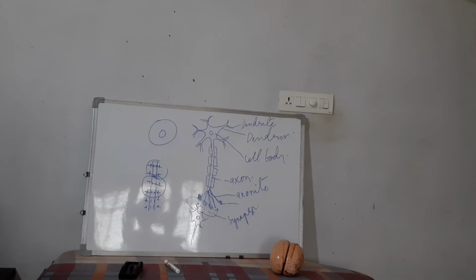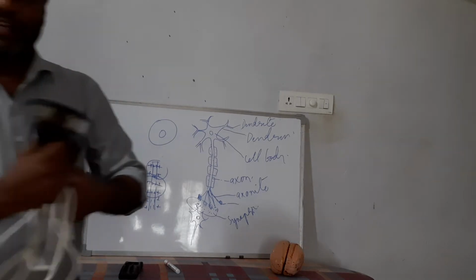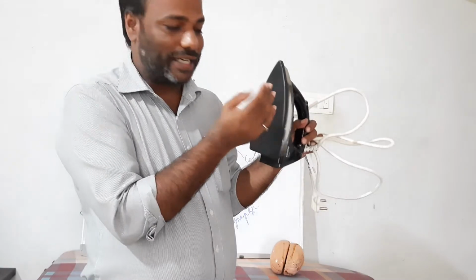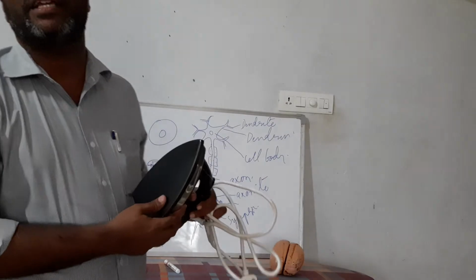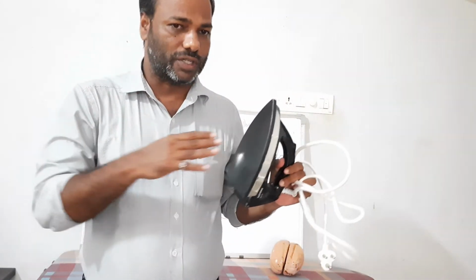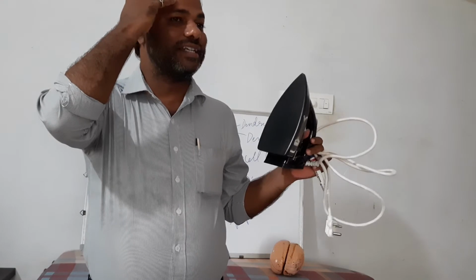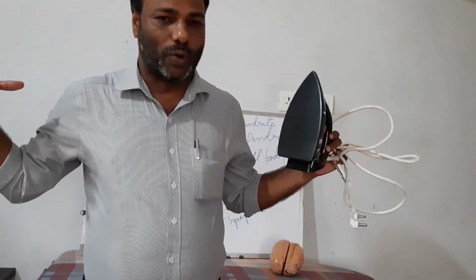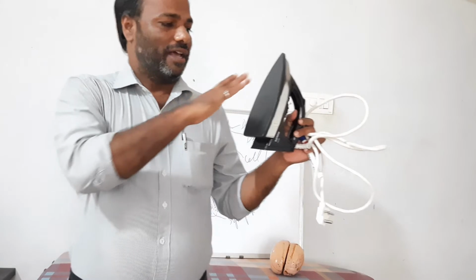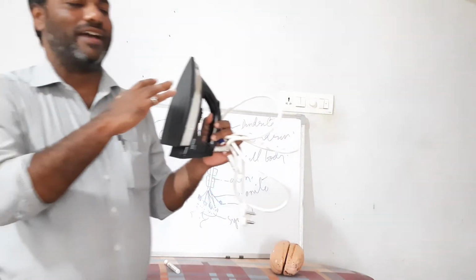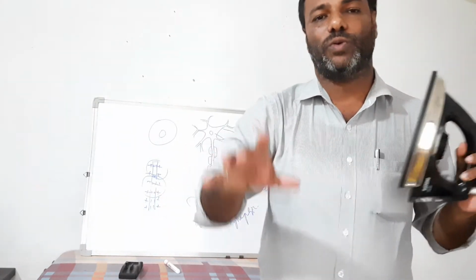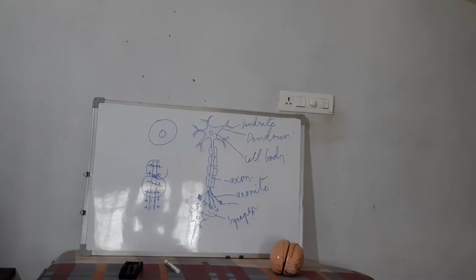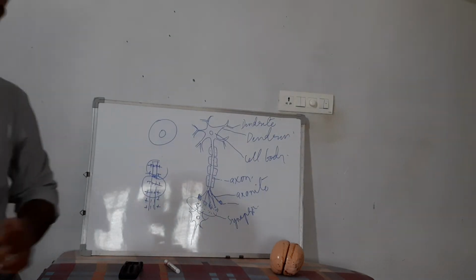Sensory neurons. If I am touching the iron box, it is hot. Here the iron box is there. I am touching, okay, it is hot. At that time, the message is received and passed to the brain through the sensory neurons. At that time, the brain understands the pain and tells me, withdraw. At that time, I am withdrawing the hand. This message coming from the brain to the receptor is called motor nerves.